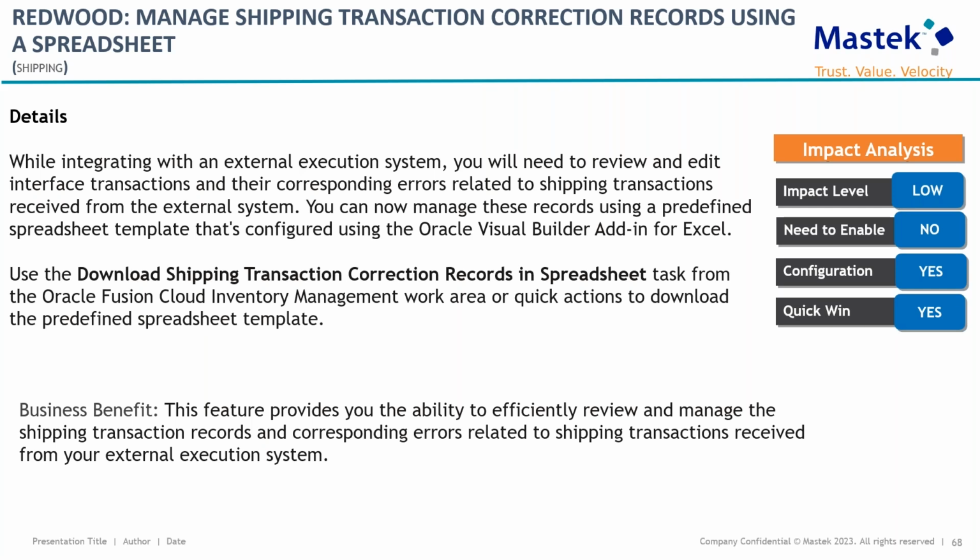The next important feature we have is manage shipping transaction corrections using a spreadsheet. When integrating with external execution systems, handling shipping transaction errors can be tedious, right? But now there's a more efficient way to manage those errors. Using a predefined spreadsheet template powered by the Oracle Visual Builder add-in for Excel, you can download, review, correct, and reprocess shipping interface records right from the spreadsheet itself.